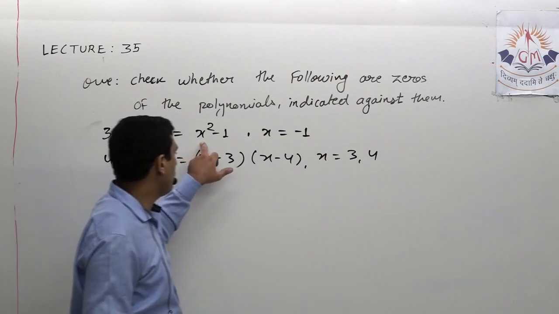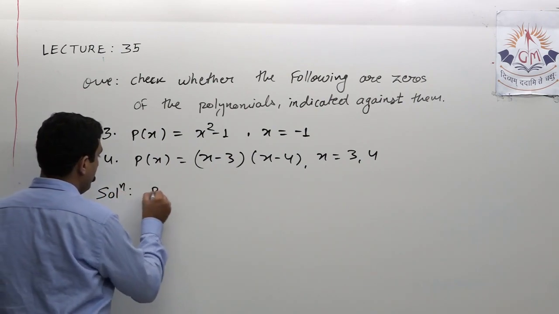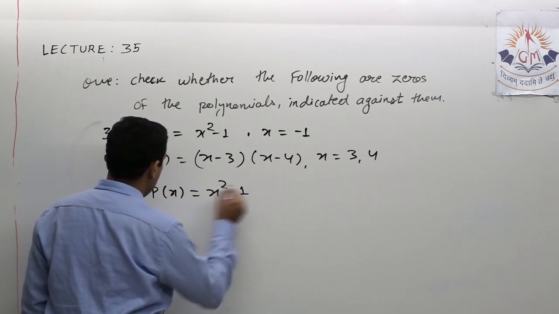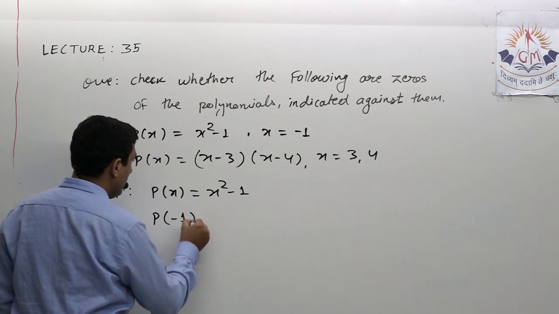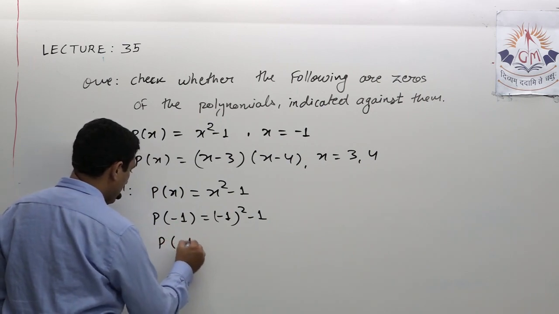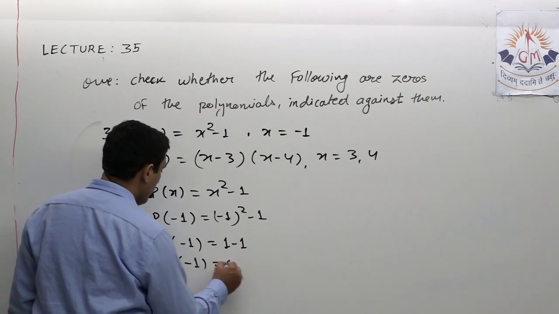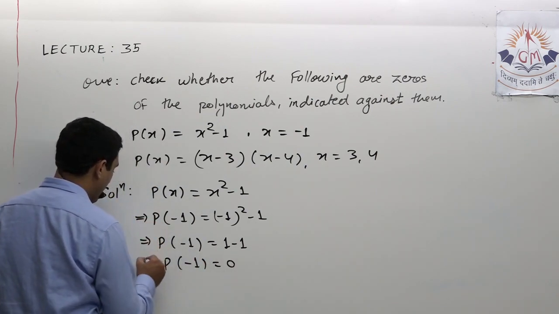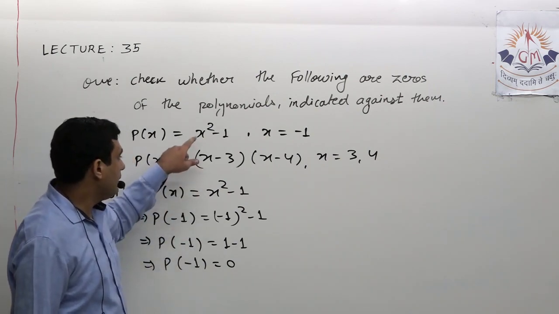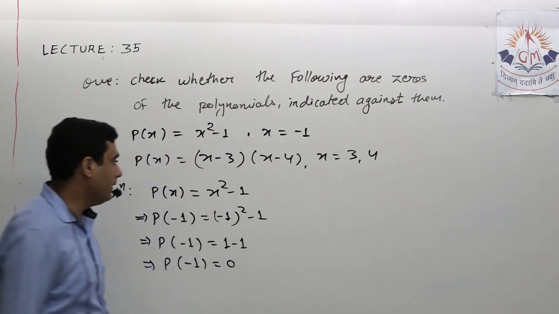p(x) at x equal to minus 1. p(x) is equal to x square minus 1. So p of minus 1 is equal to minus 1 square minus 1. So p of minus 1 is equal to 1 minus 1. That is p of minus 1 is equal to 0. Definitely we can say minus 1 is a zero of the polynomial, because the value of p of minus 1 is 0 for the given polynomial. So I will say minus 1 is a zero of the given polynomial.